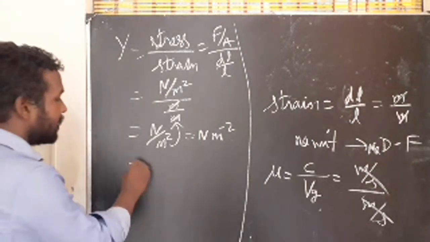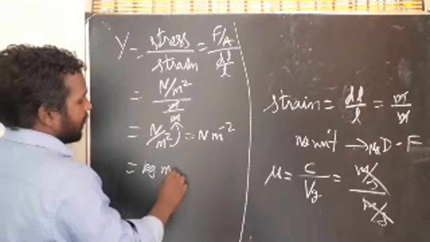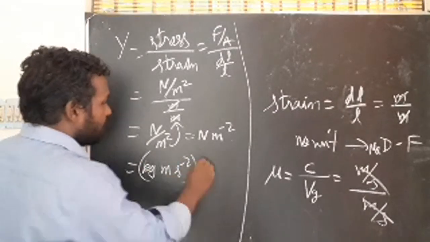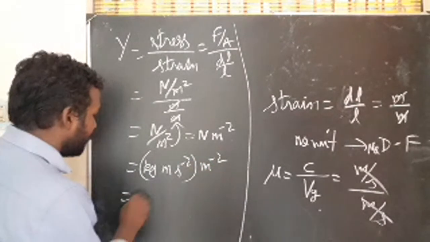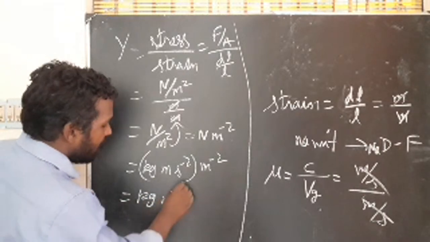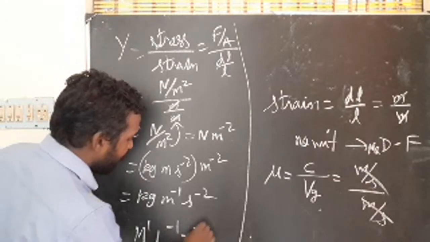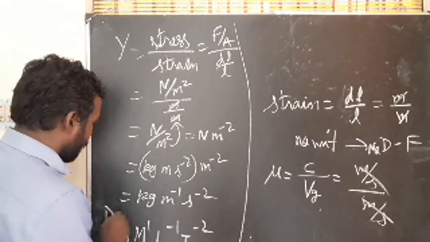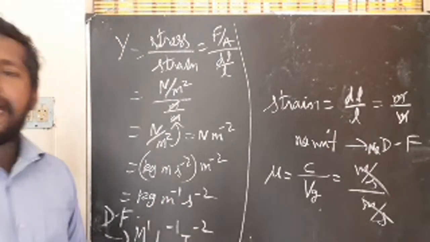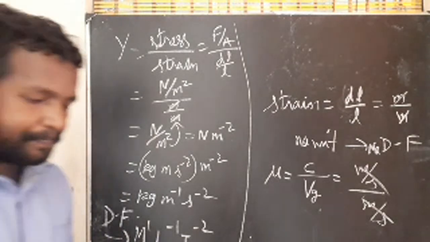Newton is kg meter second minus 2 into meter minus 2. So when we do this, kg meter minus 1 second minus 2. So the dimensional formula is M power 1 L power minus 1 T power minus 2. We got the dimensional formula for modulus of elasticity. Okay, next.